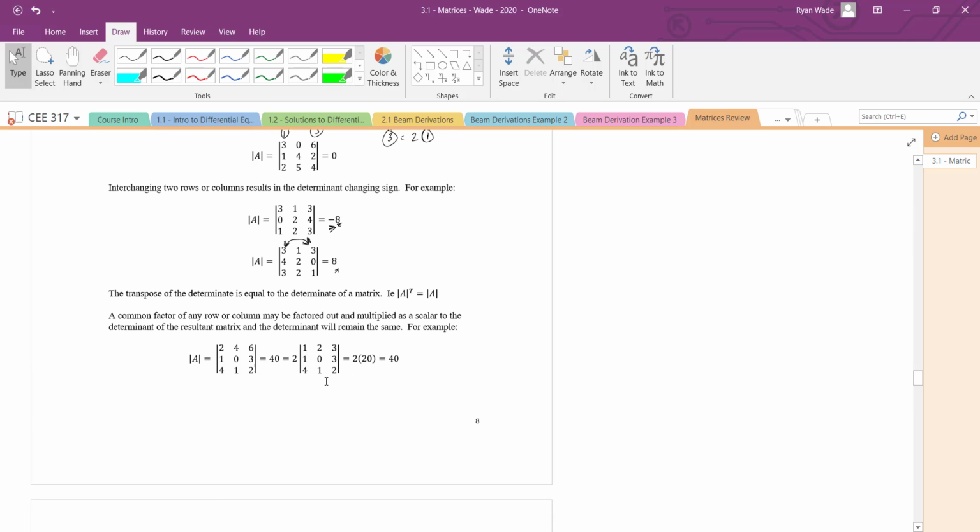If we transpose the matrix, however, the determinant of that matrix is equal to the determinant of the transposed matrix.